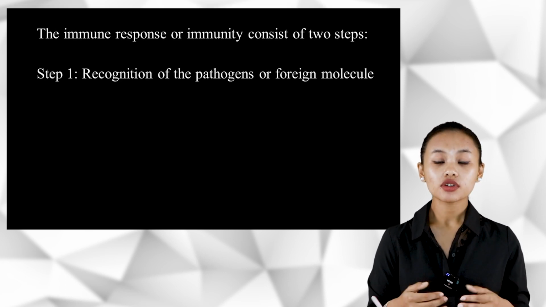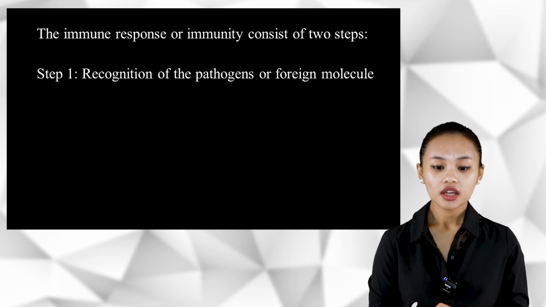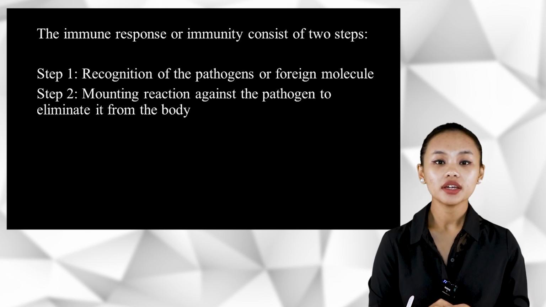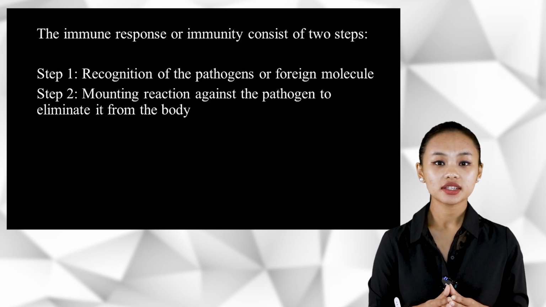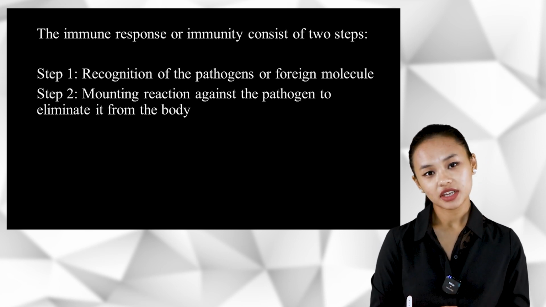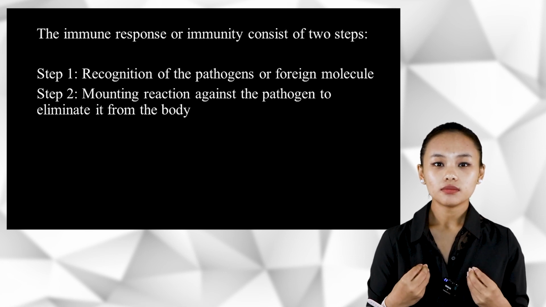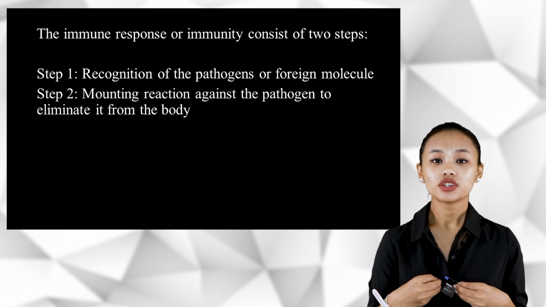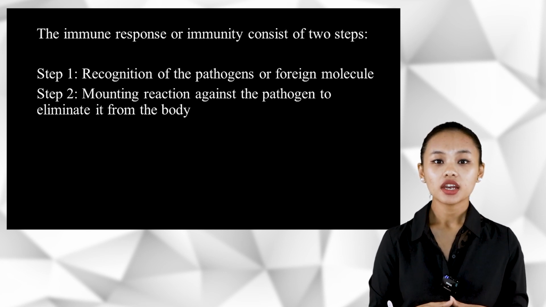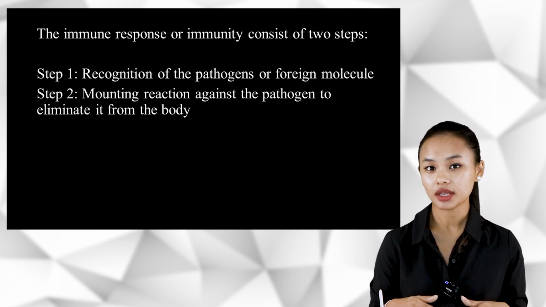The immune response or the immunity has two steps. The first one is the recognition of the pathogens or the foreign molecule. And the second one is the mounting reaction against the pathogen to eliminate it from the body. So, the first step is this immunity should first recognize any foreign molecule or pathogens that try to enter the body, and the second, they should mount the reaction against these pathogens and try to eliminate them from the body as soon as possible.